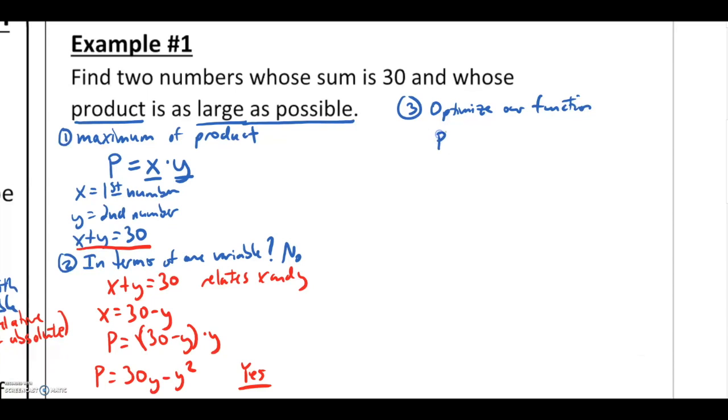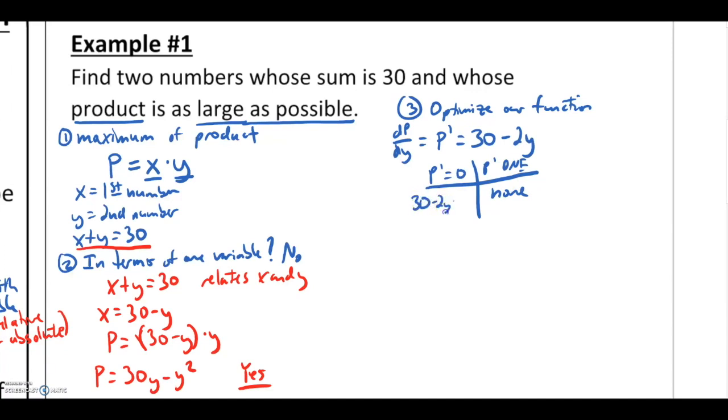And we'll just go ahead and call that P prime. The other thing we could also call it is dp over dy, because we are differentiating this p function with respect to y. And it will be 30 minus 2y. And then remembering how we find max or min, we're going to think about our two cases: where p prime equals 0, and where it does not exist. Does not exist, it's polynomial, so that's none. And for the other, we're setting this equal to 0, and we'd end up with y equal to 15.